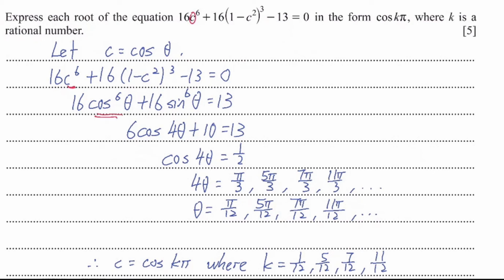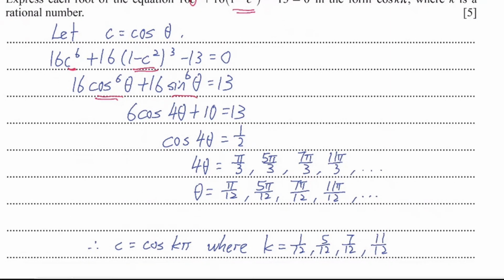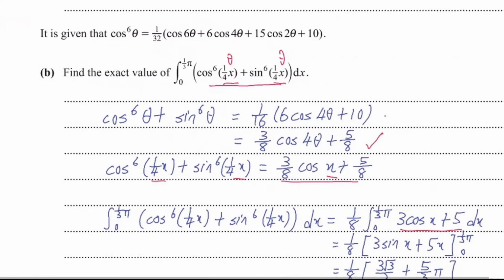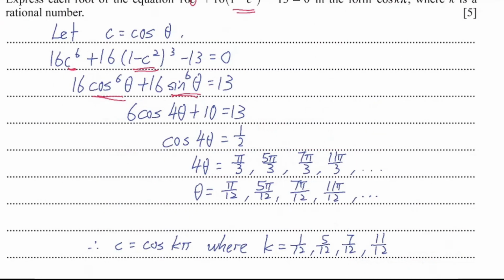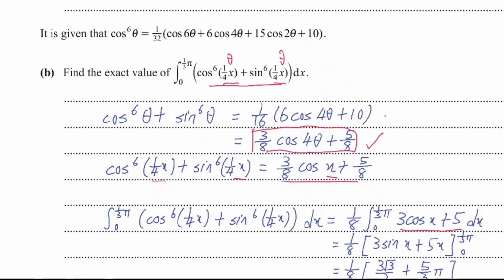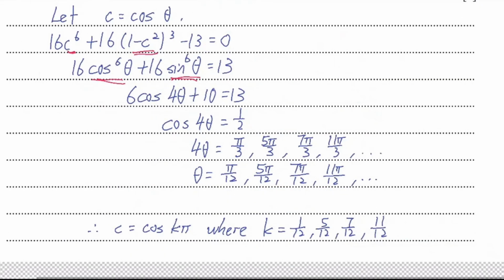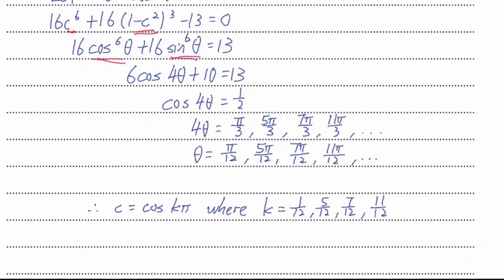Once we consider c as cos theta, this c here is a cos power 6. So why do they have a 1 minus c squared here? It is actually a sine squared. Sine squared to the power of 3 is a sine power 6 here. After that, we have the result from the previous part again: the cos power 6 and then the sine power 6. So here is the 16 of the cos power 6 plus the sine power 6. We use the result from the previous part and sub in, and it gives us quite a nice result. We're just solving for cos 4 theta equal to a half.